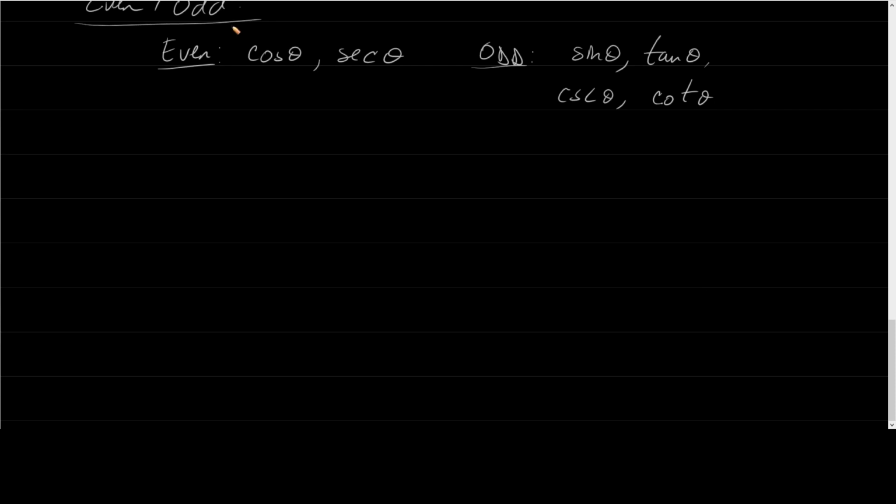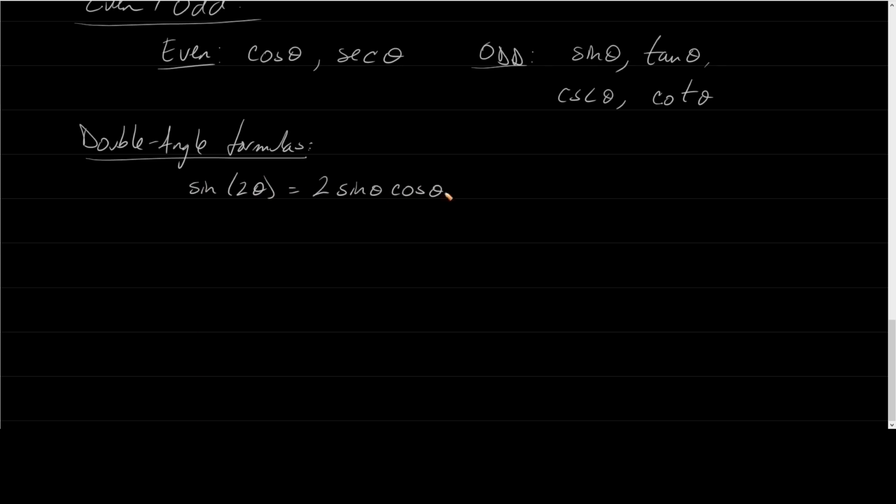There's another identity that we should have discussed. So let's discuss it now. Double angle formulas. And again, I'll just discuss sine and cosine. So if I have sine of 2 theta, that's 2 sine theta cosine theta. All right. So that's how we can reduce that angle.